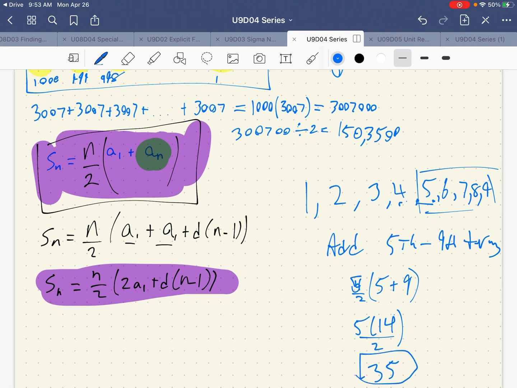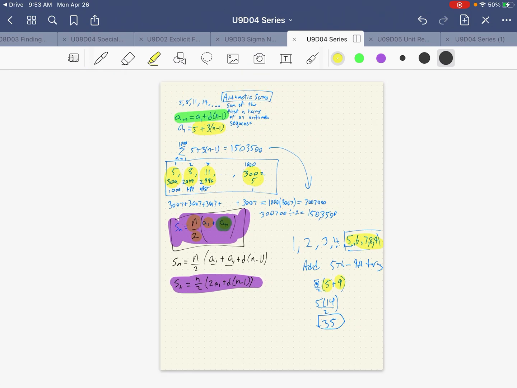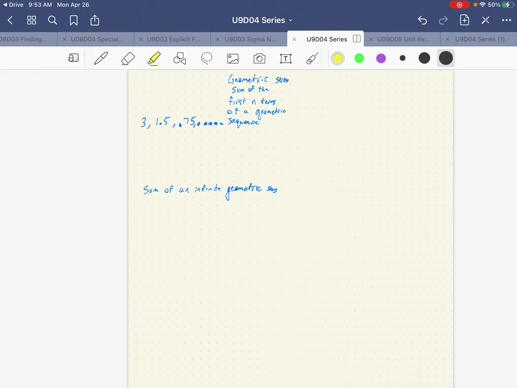So that was the first term of the sequence I was being asked to add, plus the last term of the sequence I was being asked to add, times the number of terms in the sequence divided by 2, which is just the rule for adding a finite or non-infinite number of terms in an arithmetic sequence. So this worked because this is part of an arithmetic sequence. All right, let's move on to geometric sequence.